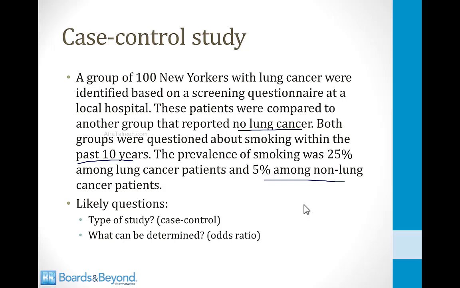So likely questions, what type of study is this? Well, it's a case control. And the way you recognize that is by looking at how they found the patients. Patients were found by presence or absence of lung cancer. Lung cancer are cases, absence of lung cancers are controls. So this is a case control study. And what metric can you determine from this? It's an odds ratio because that's what we get from case control studies.